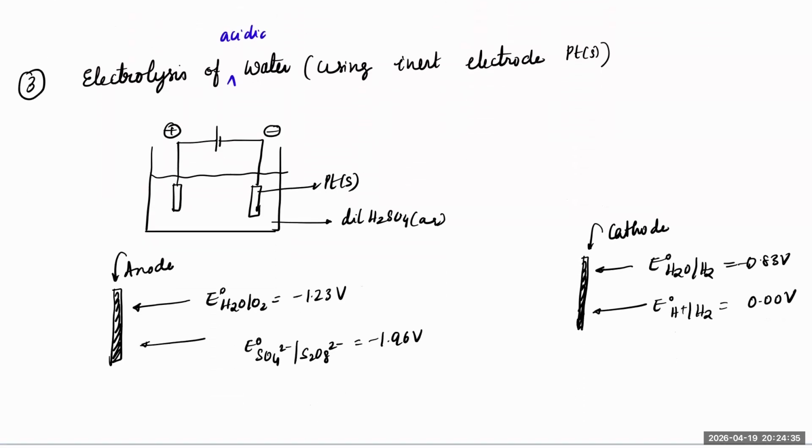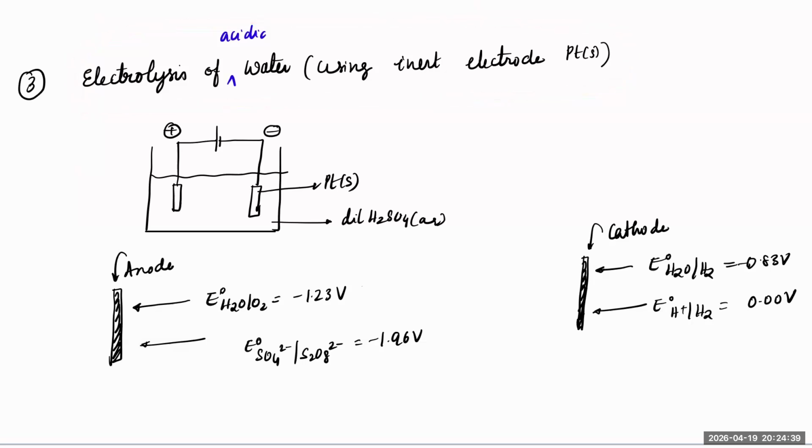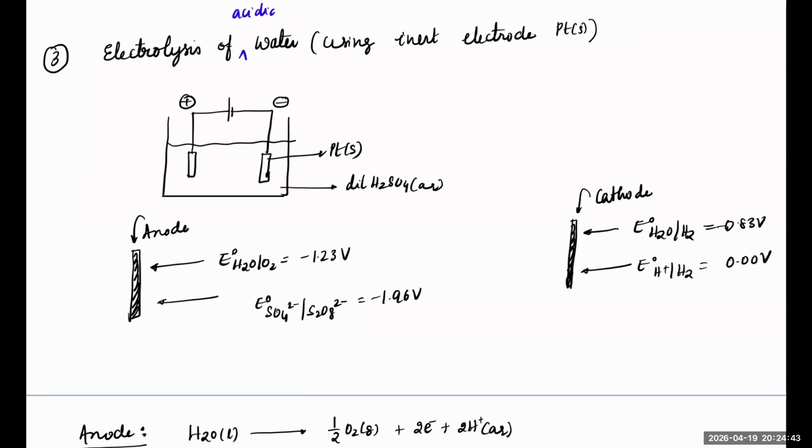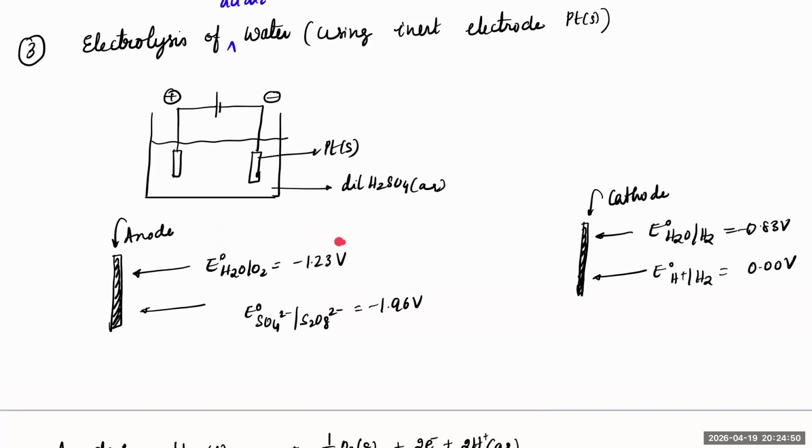And you see, next is electrolysis of acidic water using platinum electrodes. Okay, so if you notice the platinum electrodes and then we have dilute H2SO4 here. So what is the reaction that you will notice? See, at the anode, these two are the ones which are competing. Okay, and at the cathode, these two are the ones which are competing. Okay, just a second.